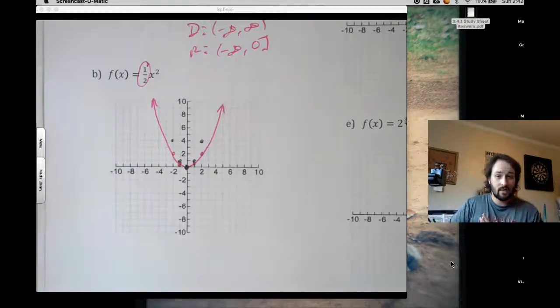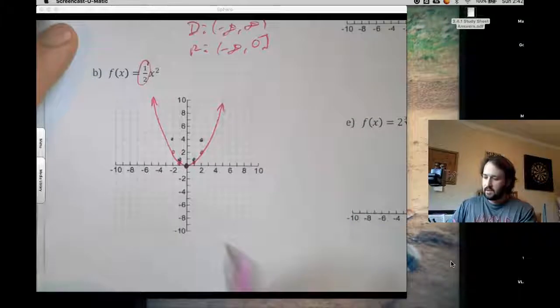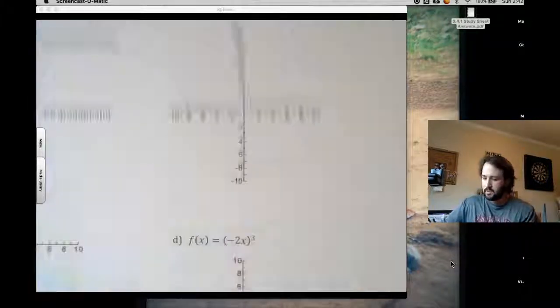Those are all the ways that I think you can see it. I'm not even worried about the domain and range on this. We've been doing it the whole time.